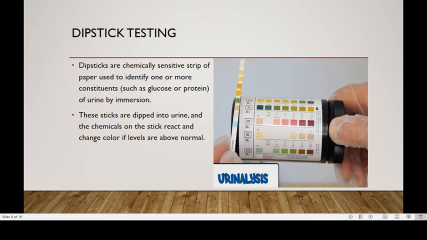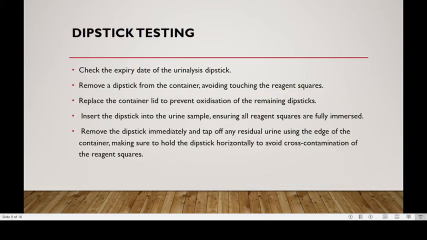Then dipstick testing. Dipsticks are chemically sensitive strip of paper used to identify one or more constituents such as glucose or protein of urine by immersion. These sticks are dipped into urine and the chemicals on the stick react and change color if levels are above normal.